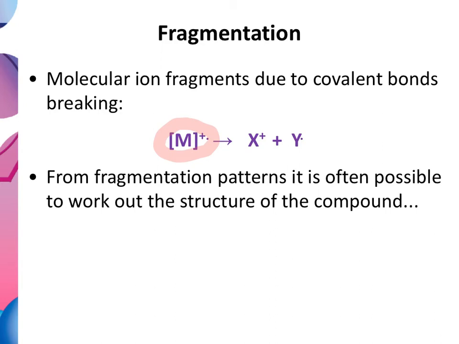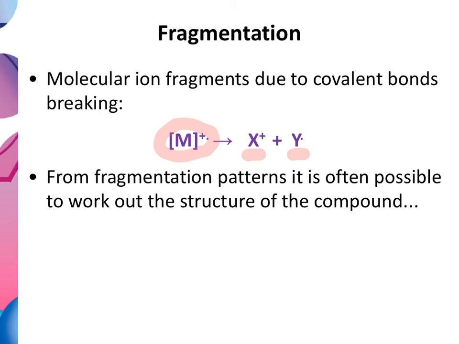Now, there's a lot of high energy bombardment going on, so covalent bonds can break. If our positively charged free radical species breaks, it's going to break into two fragments or two parts. One of those is going to carry the positive charge, and one of those is going to carry the unpaired electron.